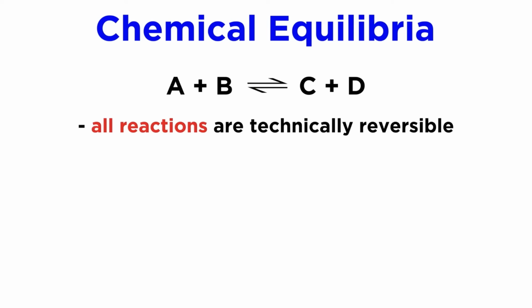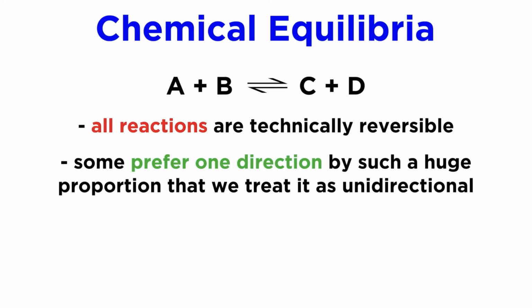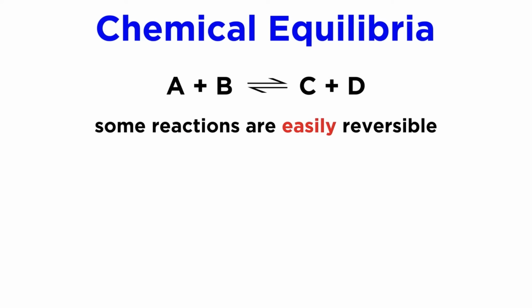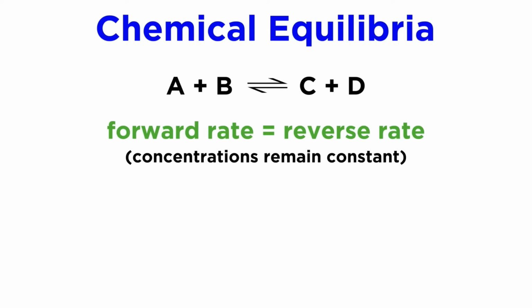All reactions are technically reversible, but for some, one direction is preferred by such an astronomical amount that we regard it as essentially unidirectional. Some are easily reversible under certain conditions, so those are the ones that we will discuss in terms of an equilibrium. It is therefore important to always keep in mind that in a chemical equilibrium, the forward and reverse reactions never stop. They simply result in a constant concentration, which gives the illusion of inactivity.